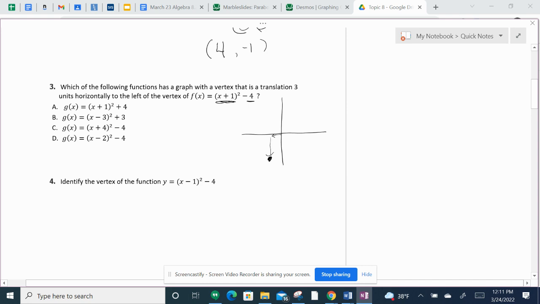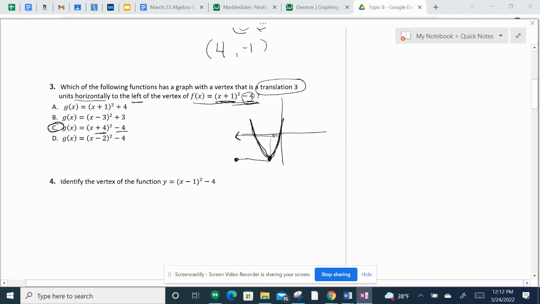So the vertex of this graph right here, f of x, would be here, and the graph would look something like this. So now, if I want to go 3 units horizontally to the left, that would be 1, 2, 3 more places to the left. And so if I want to go 3 more places to the left, that means I've actually come over here to the negative 4. Well, the negative 4 would look like a plus 4 inside my equation. And it's not asking me to go up or down any, so I'm going to leave it at that negative 4. In this case, I think my answer would be C.